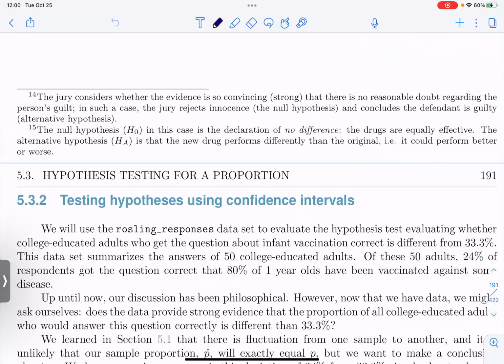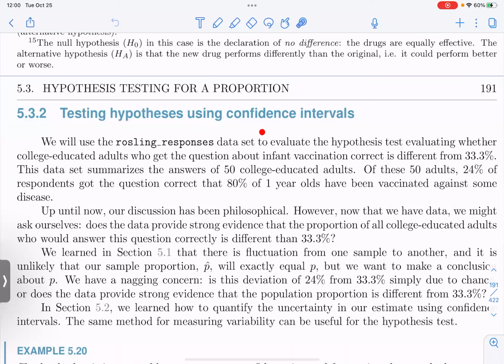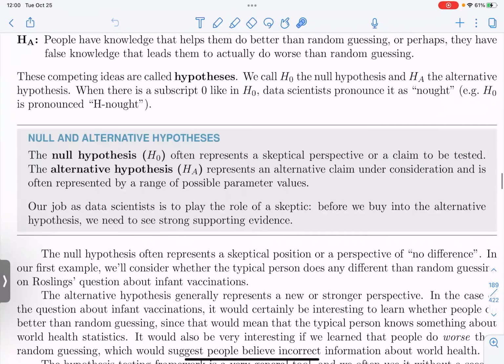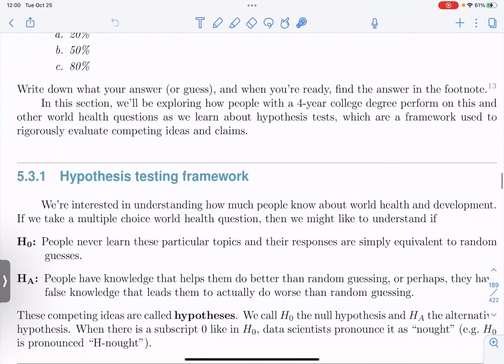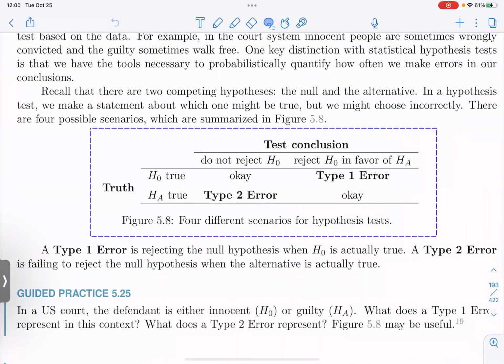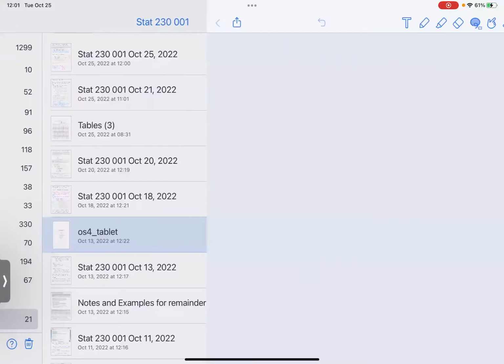I know what you're thinking. What? Testing hypotheses using confidence intervals. You can, but baby steps. Is that what we just did? Well, we didn't use a confidence interval. We used a test statistic. I know. Yeah, so I'm going to just skip that for a little bit.